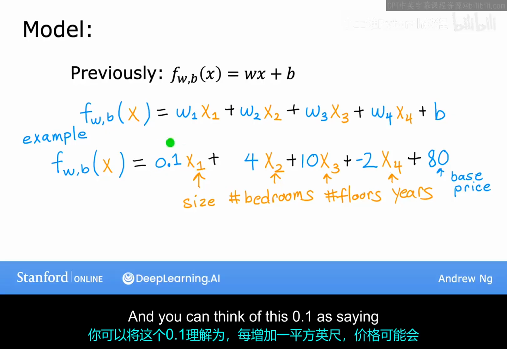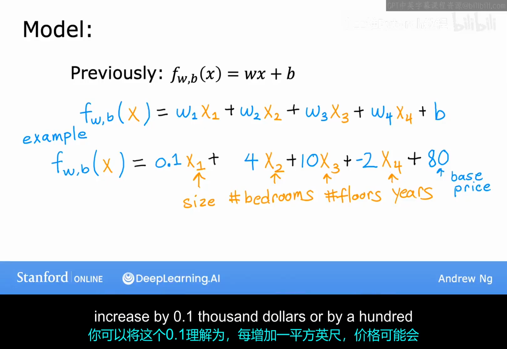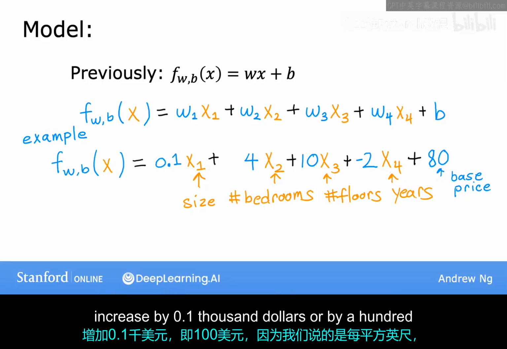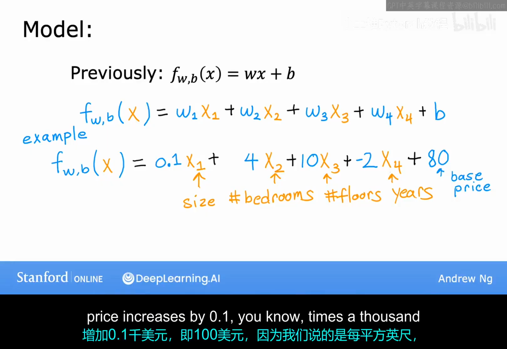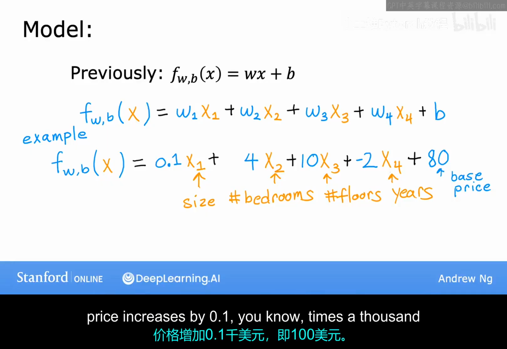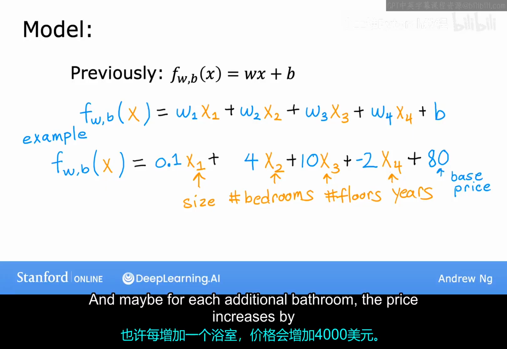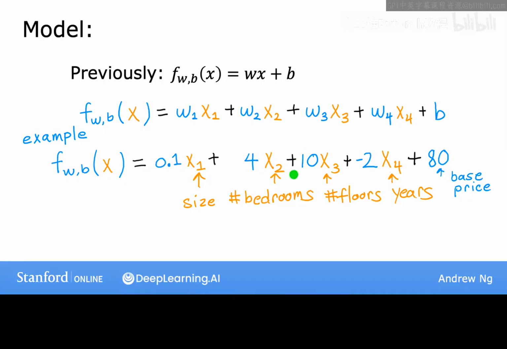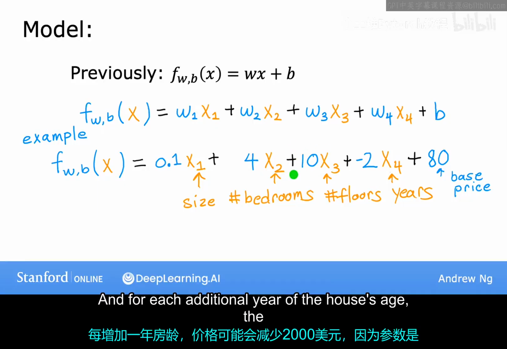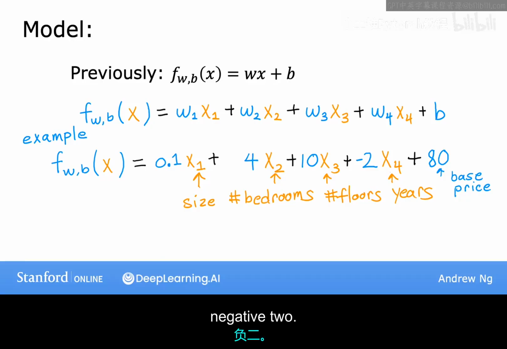And you can think of this 0.1 as saying that maybe for every additional square foot, the price will increase by $0.1 thousand or by $100, because we're saying that for each square foot, the price increases by 0.1, times $1,000, which is $100. And maybe for each additional bathroom, the price increases by $4,000. And for each additional floor, the price may increase by $10,000. And for each additional year of the house's age, the price may decrease by $2,000 because the parameter is -2.